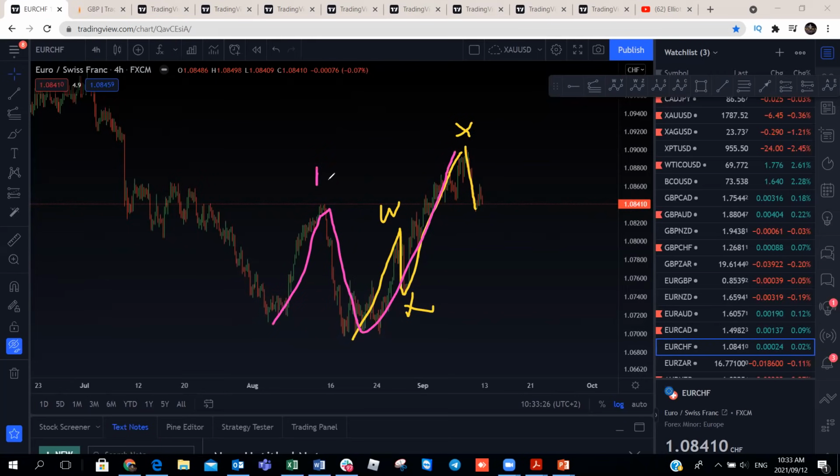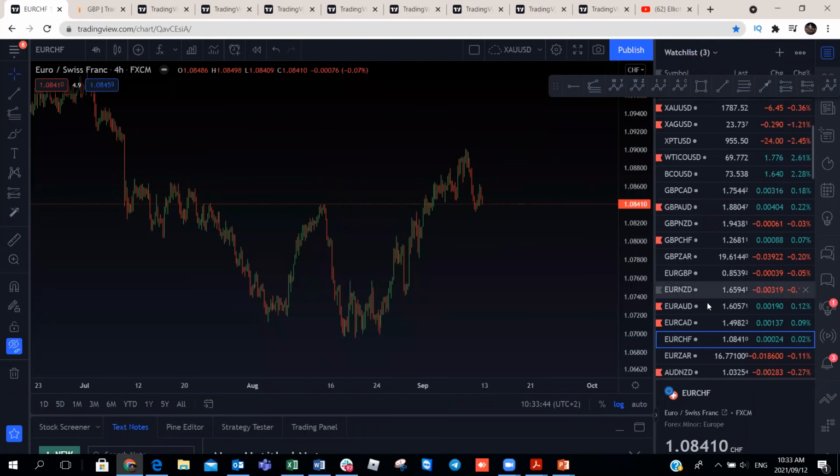Okay, so you've got a bigger A. Let's have a look here. So this will be a bigger A, B, C corrective structure. You just need to update this one here. So this will be the bigger corrective structure as you've seen. And then we'll be looking for this one to continue to the downside. Right, that's the EURCHF, those are the euros.